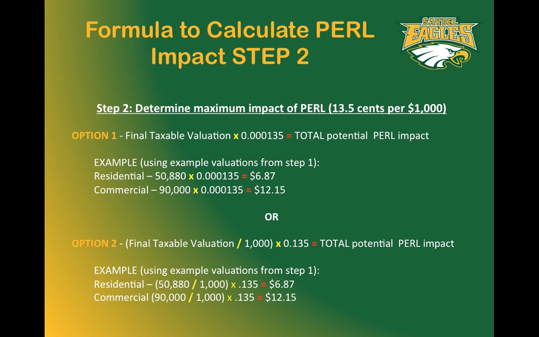Or you could take the final taxable valuation and divide it by 1,000. Again, this tax is 13.5 cents per $1,000, so times 0.135, and that would equal the total potential PERL impact. You'll arrive at the same numbers. For residential, you'd take 50,880 divided by 1,000 times 0.135, which would equal $6.87. For commercial, you take 90,000 divided by 1,000 times 0.135, and you'll arrive at $12.15.